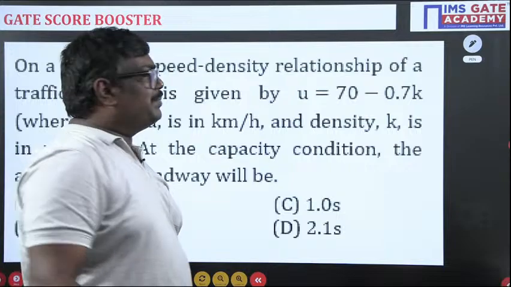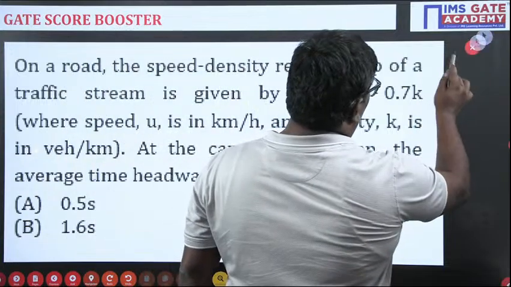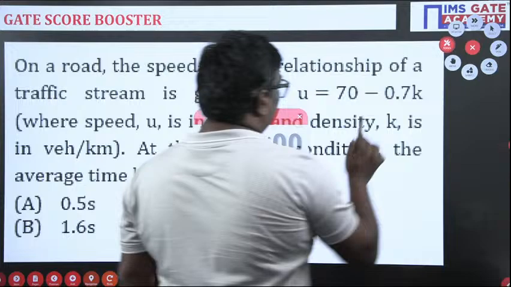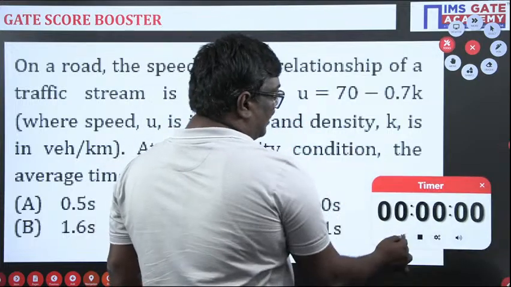This is a classical problem, students. We have seen these kinds of questions n number of times. So please solve this question. I'll be happy if you solve this question.